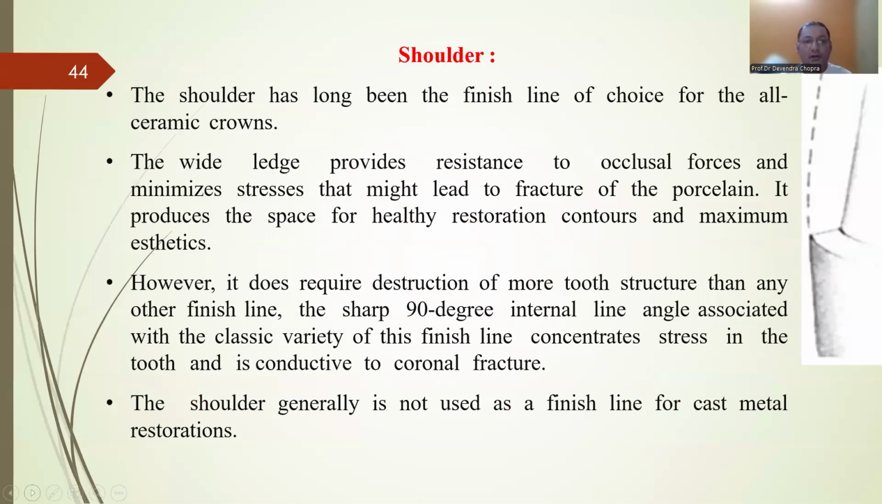Shoulder. You can check out the diagram. Earlier, it was a recommendation. Whenever you are going for all ceramic crowns and bridges, shoulder is the finish line of choice. And the shoulder, the wide ledge, provides resistance to occlusal forces and it minimizes stresses that might lead to fracture of the porcelain. It produces the space for healthy restoration contours and maximum aesthetics. However, it does require destruction of more tooth structure. You can check out in the black and white diagram. The width of the shoulder is comparatively bigger in comparison to your chamfer or your heavy chamfer finish line. Next slide.